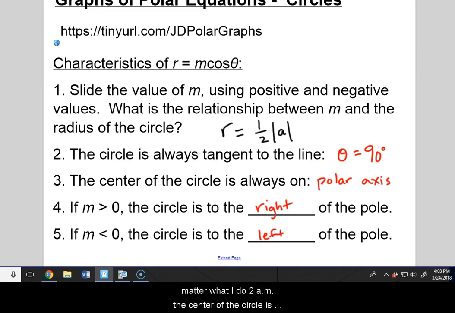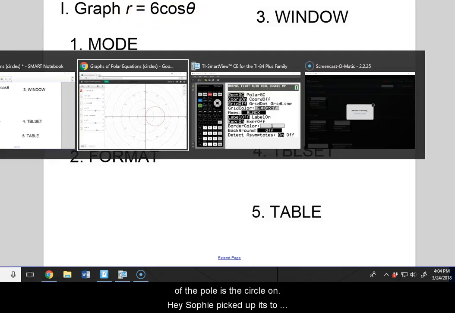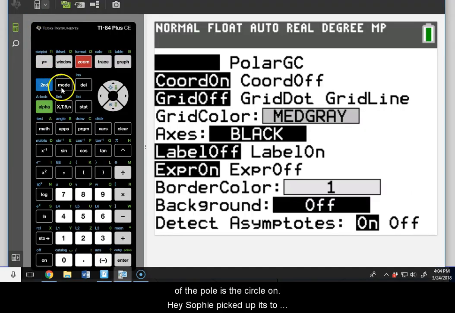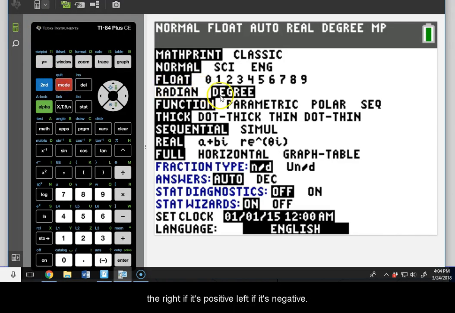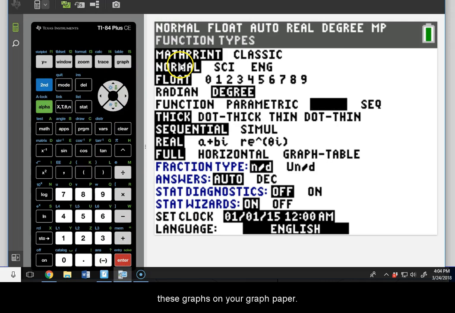All right, so let's talk about how we're going to get one of these graphs on your graph paper. We're going to set up your calculator in the correct mode so that you can graph this on a piece of graphing paper. The first thing is we're going to go into mode. We're going to make sure you're in degree mode, and we're going to make sure your 5th line here, instead of function, is set to polar. All right, so I'm going to take a screenshot here.